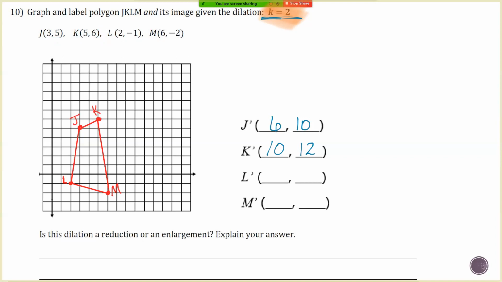Next, I'm going to letter L. I have the ordered pair 2, negative 1. Both terms get multiplied by my scale factor of 2. 2 times 2 gives me 4. And 2 times negative 1 gives me negative 2. That's my new L prime.